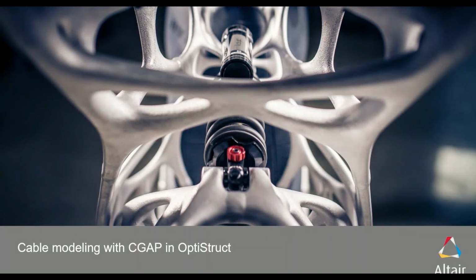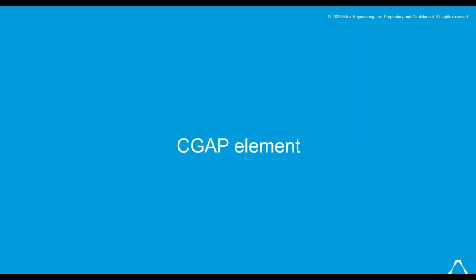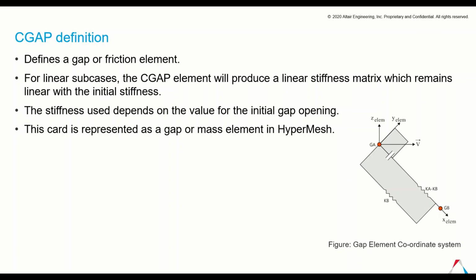Hello and welcome to the session on cable modeling with the CGAP element in Hypermesh OptiStruct user profile. In this session we will see what the CGAP element is, then the PGAP property, and then finally an example on the CGAP element in Hypermesh.